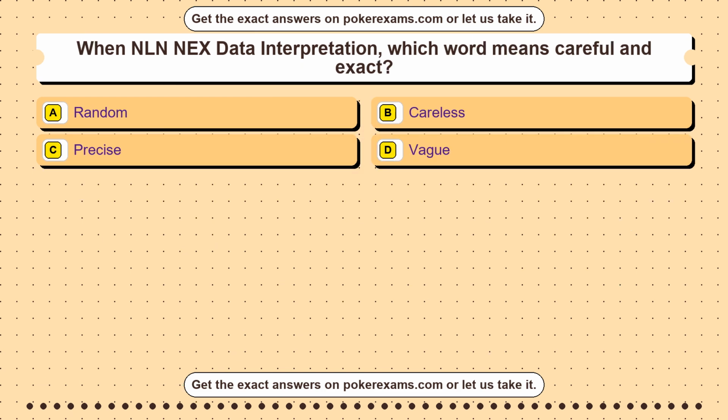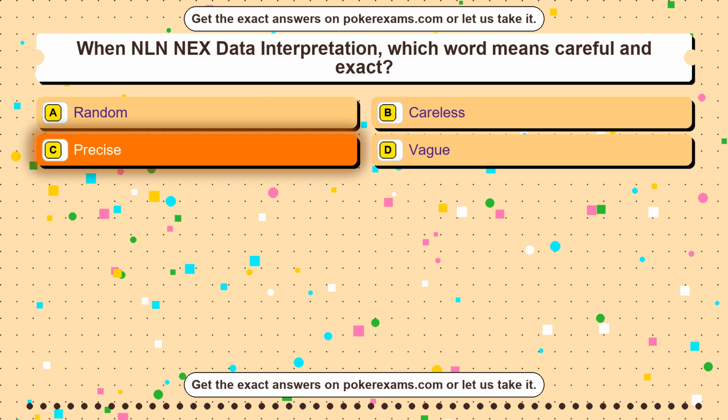Question 19. When NLN NEX Data Interpretation, which word means careful and exact? Option A, random. Option B, careless. Option C, precise. Option D, vague. The correct answer is option C.